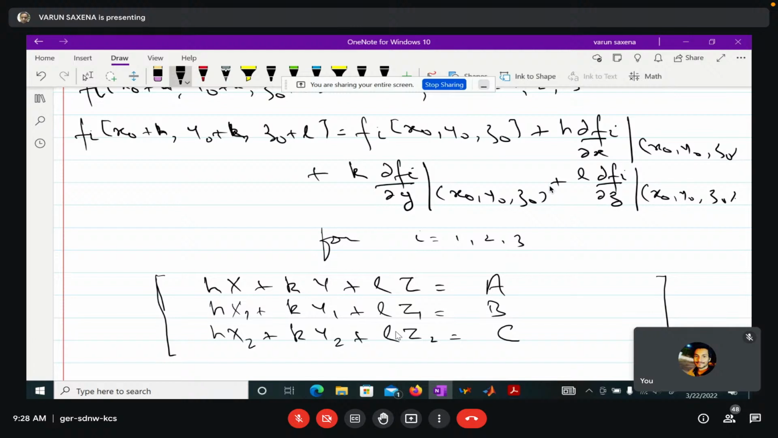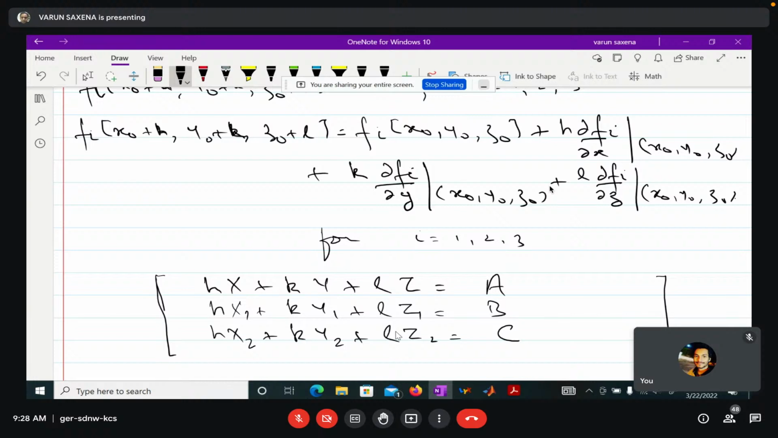So you can do it using determinants and you'll get the values of h, k, and l, and then the next iteration will be x0 plus h, y0 plus k, and so on. So no matter how many variable equations you have, all that you have to do is formulate this matrix, solve for h, k, and l using matrix algebra, and then the next iteration will come, and then you just proceed on that. So this is basically the method of solving systems of nonlinear equations using approximation.